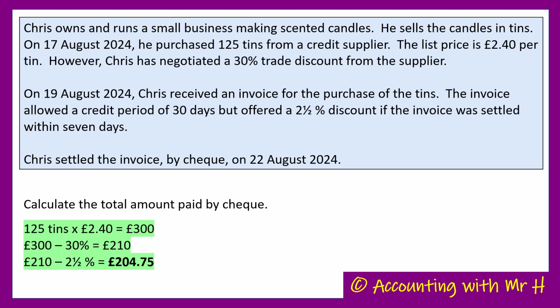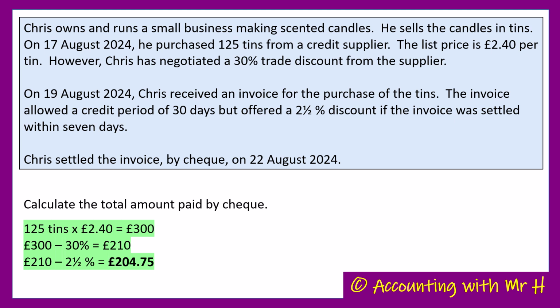And judging by the dates we're given, he did settle within 7 days. So I can take 2.5% away from the £210, and that brings me to the correct answer of £204.75. Just something to consider there: you'll notice we have to do this in 2 stages. What we can't do is take 32.5% away from the original £300. It has to be done in 2 stages.